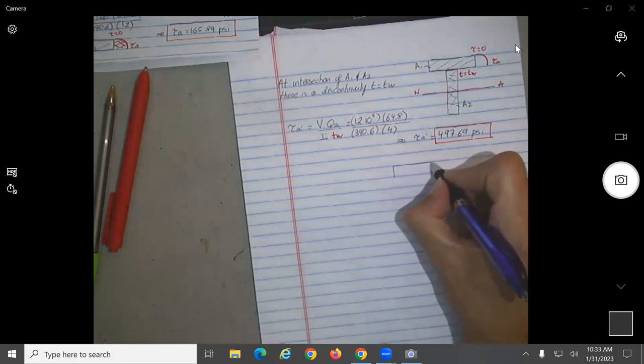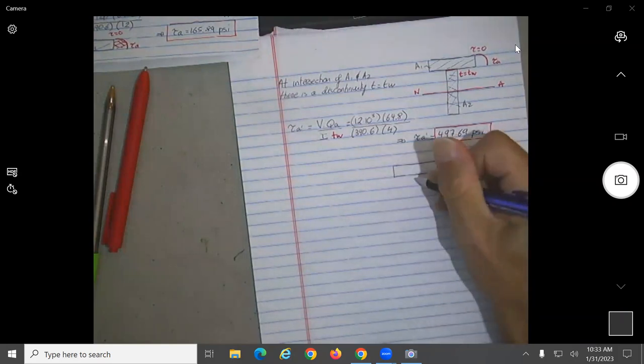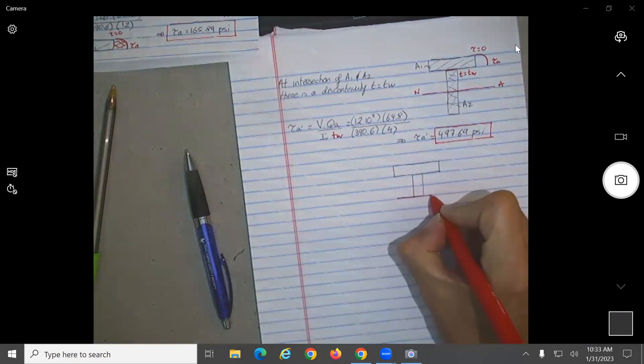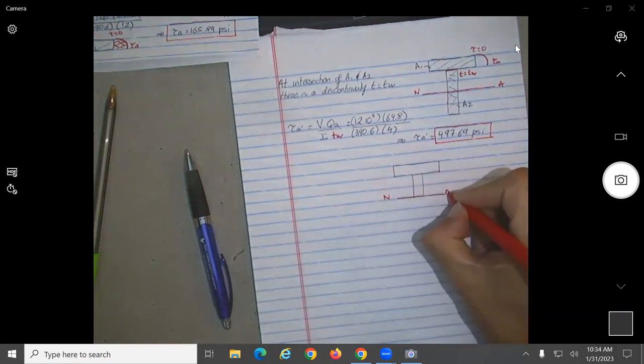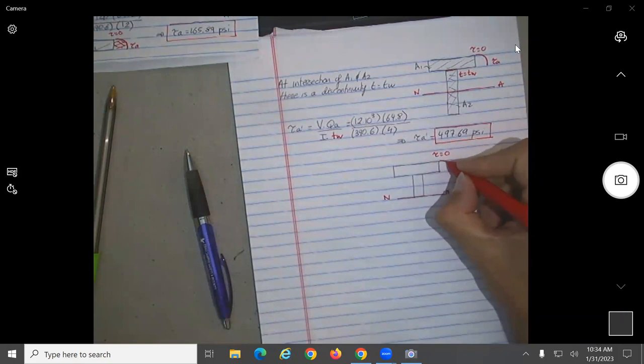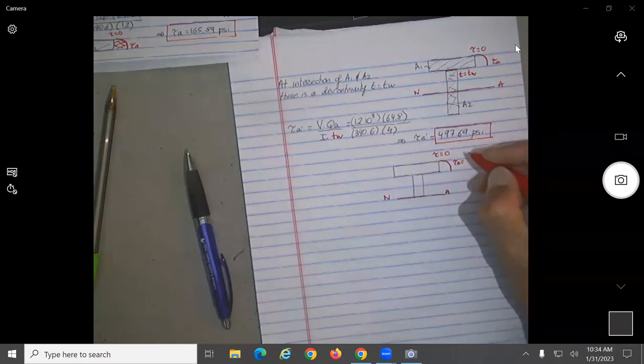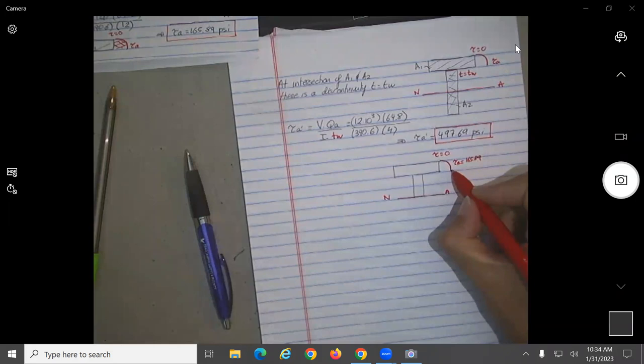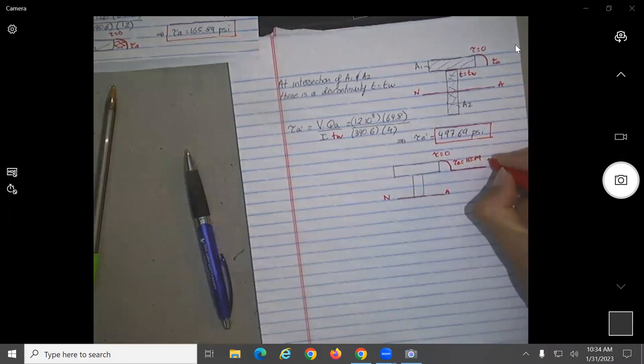Okay, so what does that mean? Let's do another figure here. The neutral axis. So what's going to happen over here? It's going to be a jump to the tau A prime, to 497.69. Did somebody double check this value? Yeah. Okay, thank you.